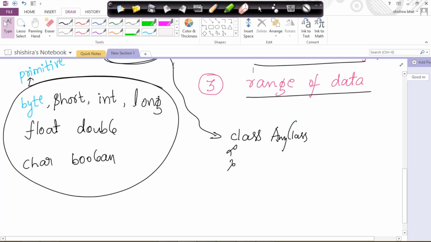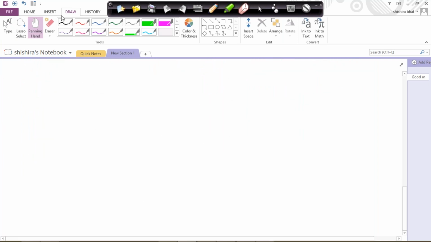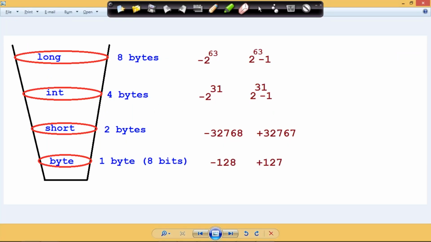So now let us concentrate more on primitive data type and the casting of this primitive data type. What is the meaning of casting with respect to this primitive data type? Now observe. Try to understand this diagram. I'll pause for 10 or 20 seconds, go through this diagram and try to understand it.